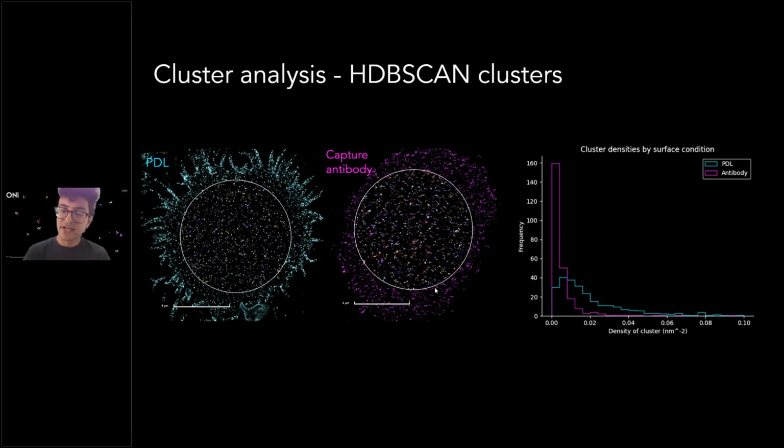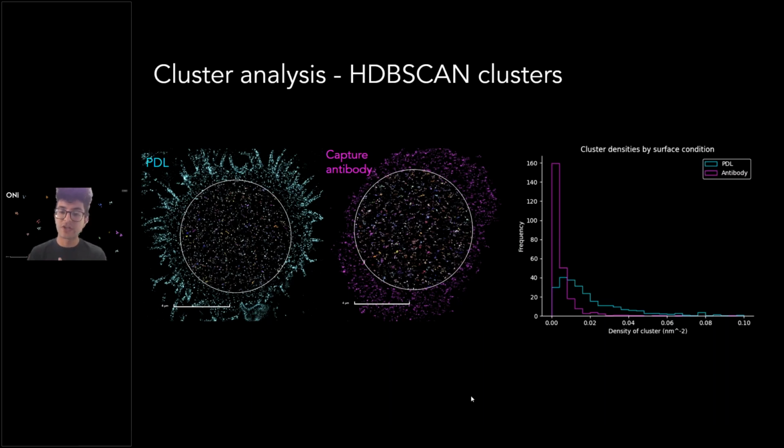So what I've done on the right-hand side is plotted all the clusters from each of the two cases on a histogram where we're measuring the density of those clusters. So in the cyan from the PDL, you can see a kind of stretched out distribution moving over to the right-hand side of the graph. And what we're saying is that a high frequency of clusters have a higher density. Whereas in the capture antibody case, we see this magenta line, which has a higher frequency of clusters having a low density. And what we're saying here is that when you use PDL, your clusters in general are more dense.